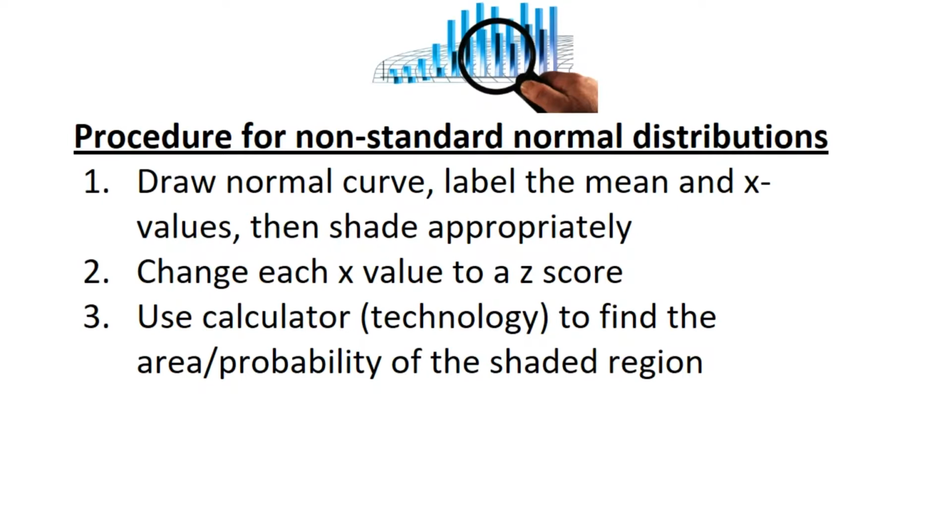We have a procedure when we encounter a non-standard normal distribution. You should draw the normal curve, label the mean and any x values that you find, and then shade the area appropriately or shade the region. Then we have to go through a process where we change each x value to a z-score. Then use technology, we'll use a calculator to find the area, which is the same as the probability for the shaded region.